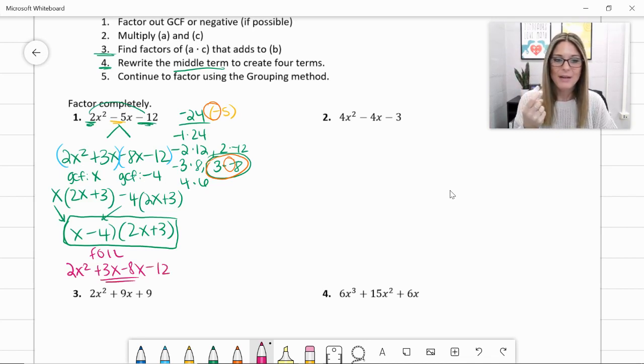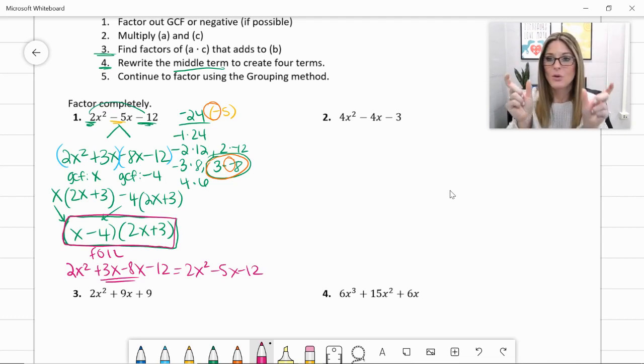And when I go and combine those like terms in the middle, I'm going to get that negative 5x from our very original problem, just working backwards and checking our answer. We did get right back to it. 2x squared minus 5x minus 12. But we were looking for this factored form. So x minus 4 times 2x plus 3. One more thing I want to mention is order doesn't matter. So if I end up with 2x plus 3 times x minus 4, that's fine as well.